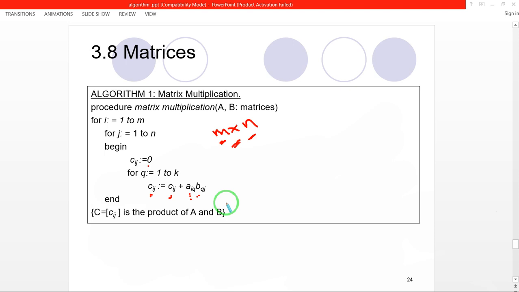Now, if someone wants to know how it is multiplied, Cij equals 0 plus Aiq multiplied with Bqj. Aiq means the first number, you can say A11, the first number of matrix A. B11, where j is 1, means the first number of matrix B. So both will be 1.